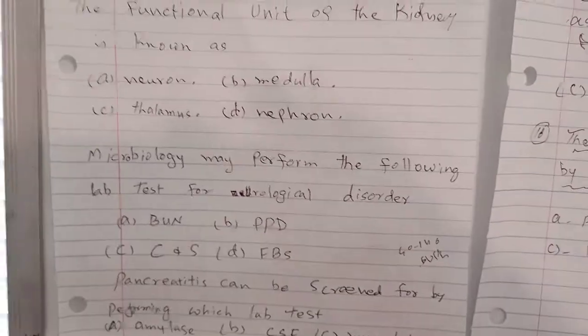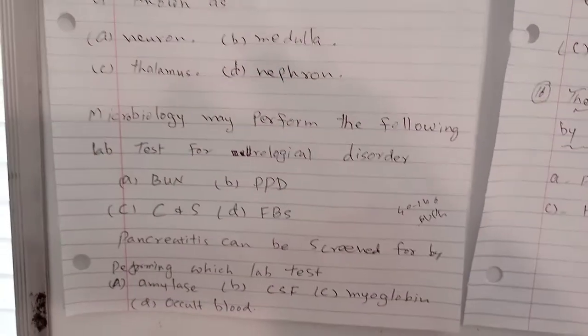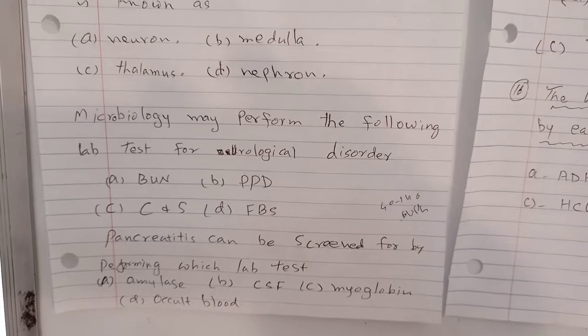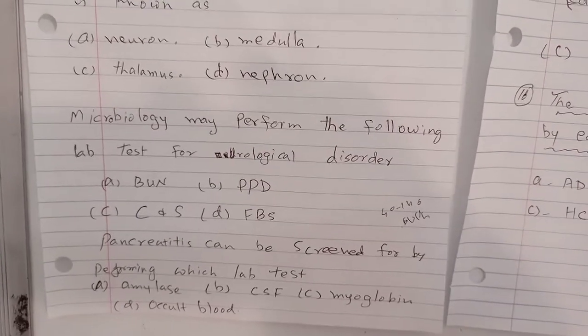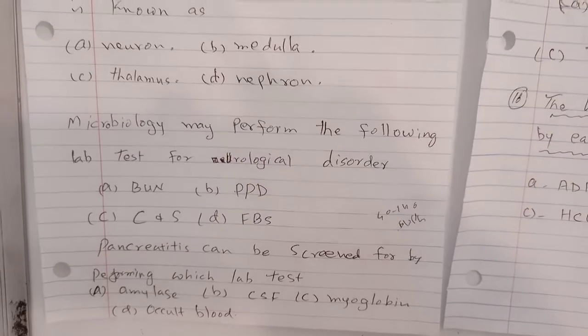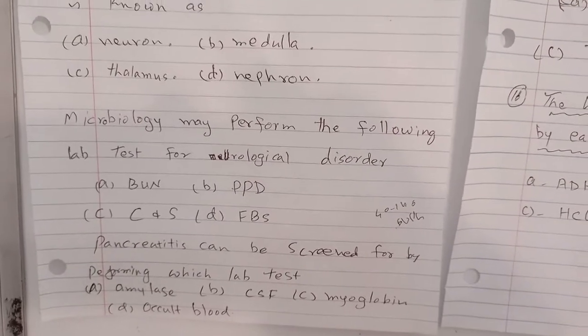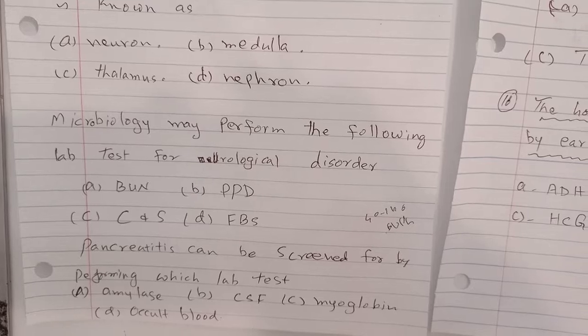Next question: microbiology may perform the following lab tests for urological disorders. Options are A, BUN; B, PPD; C, C and S; and D, FBS.